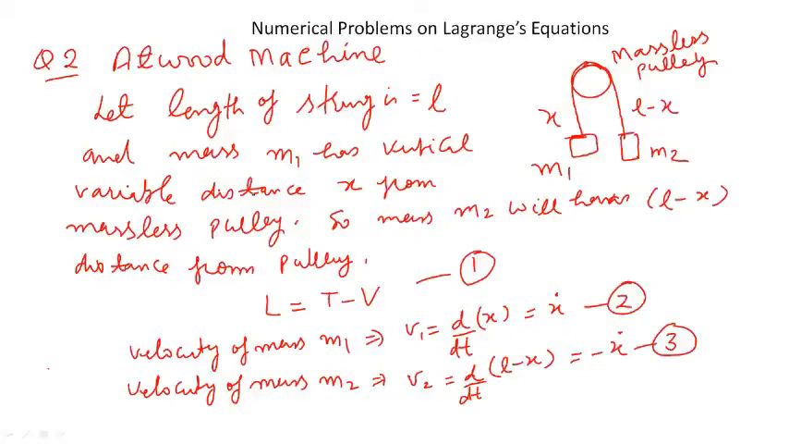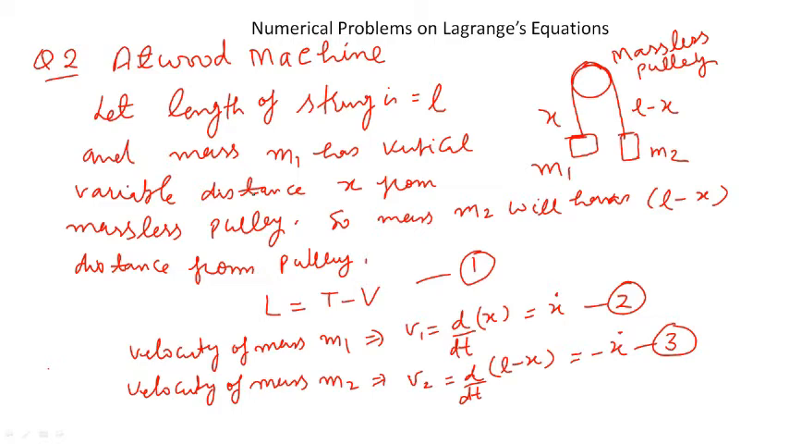Hello everyone, today we will obtain an equation of motion for a system which has two masses m1 and m2, connected by an inextensible string of length L, moving over a massless pulley. Let us consider that the length of this string is L and the mass m1 has the variable vertical distance x from the pulley, so the mass m2 will have the variable distance L minus x from the massless pulley.